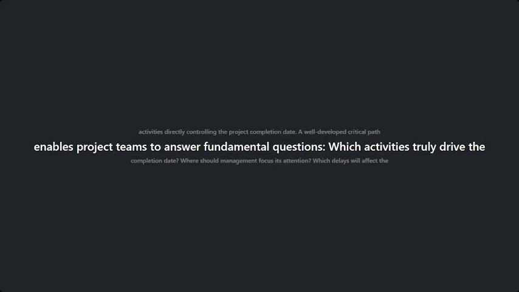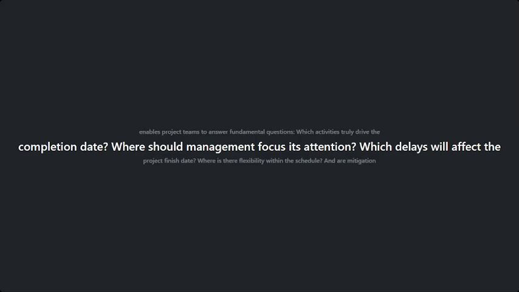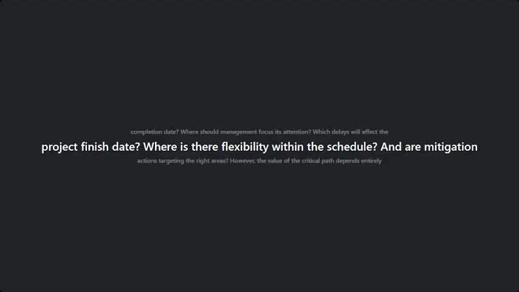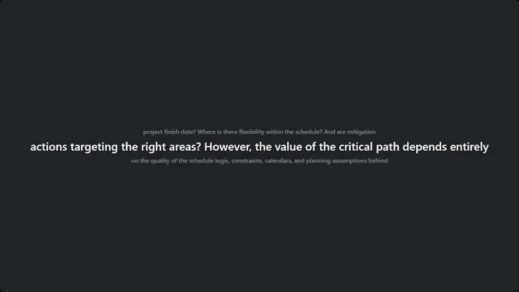date. A well-developed critical path allows project teams to answer fundamental questions such as what activities truly drive the completion date, where should management attention be focused, which delays will impact the project finish date, where is there flexibility within the program, and are mitigation actions targeting the right areas.